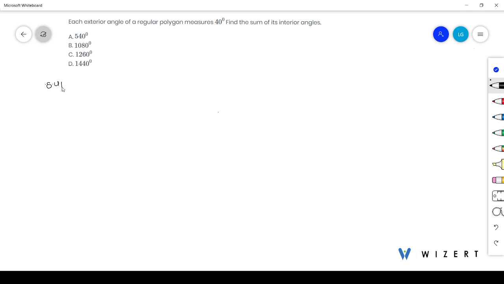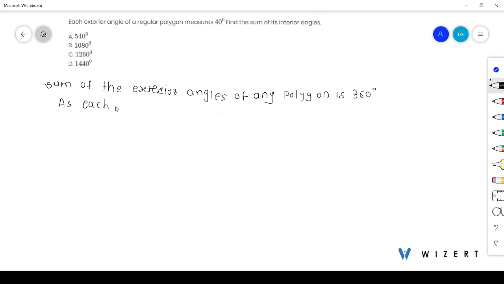We know that the sum of the exterior angles of any polygon is 360 degrees. As each exterior angle is 40 degrees from the given, each exterior angle is 40 degrees. This is given.